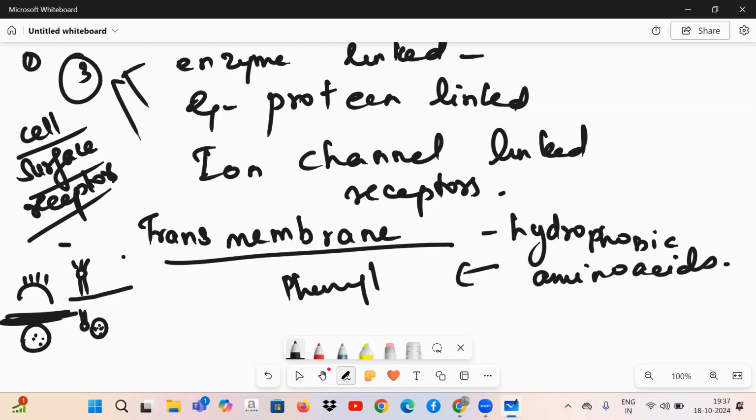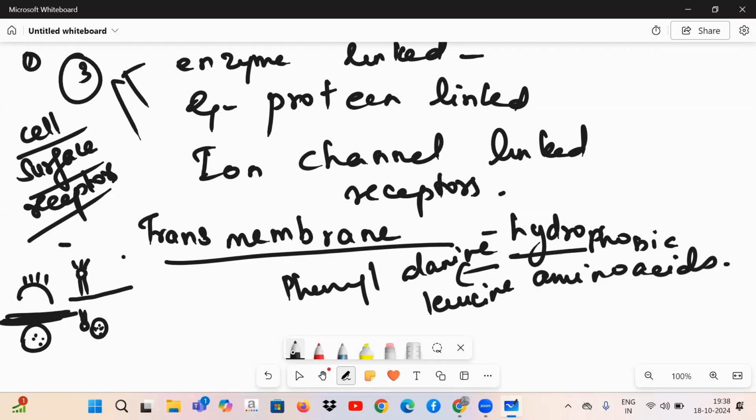Phenylalanine, leucine, tyrosine all come under the category of hydrophobic amino acids. Then, talking about hydrophilic amino acids like serine, asparagine, they are located on both sides of the membrane. Hydrophobic ones are present in the transmembrane region, that is, in between, but hydrophilic ones are present on either end.